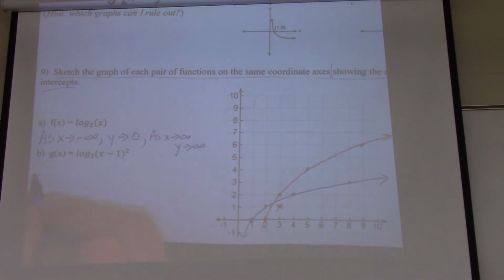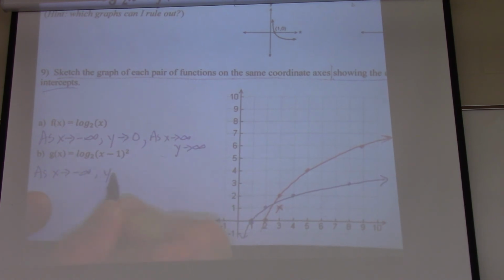So we can do the same thing on this one. As x approaches negative infinity, y approaches 1, because this graph, this red one, would keep going here, but it wouldn't go past 1. And as x approaches infinity, y approaches infinity. That is for sure as well. Don't let that freak you out. It's just another way of writing the domain and range. Okay? I want you to see it. All right, so.